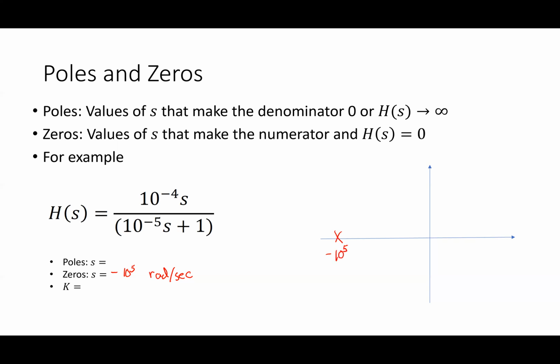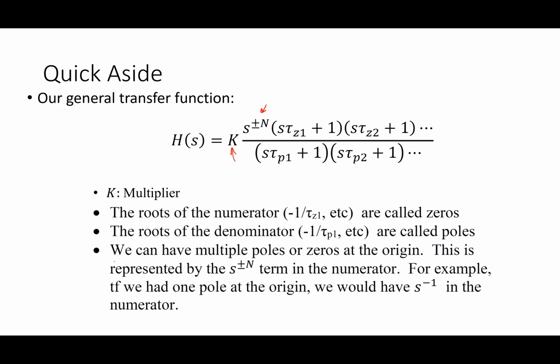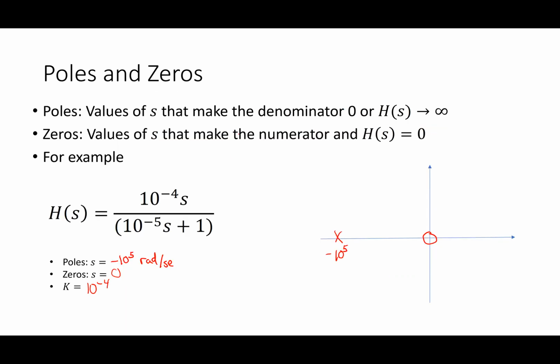So I draw a little x out here at negative 1 times 10 to the 5th. That is my pole. Sorry, I put that in the wrong spot. My pole is what makes the denominator equal to 0. Where are my zeros for this one? At 0. So it has one pole and one zero. What's the multiplier? Not 1, it's 10 to the negative 4th. We said in general there's a multiplier in front, so the multiplier here is 10 to the minus 4th, multiplying the whole transfer function.